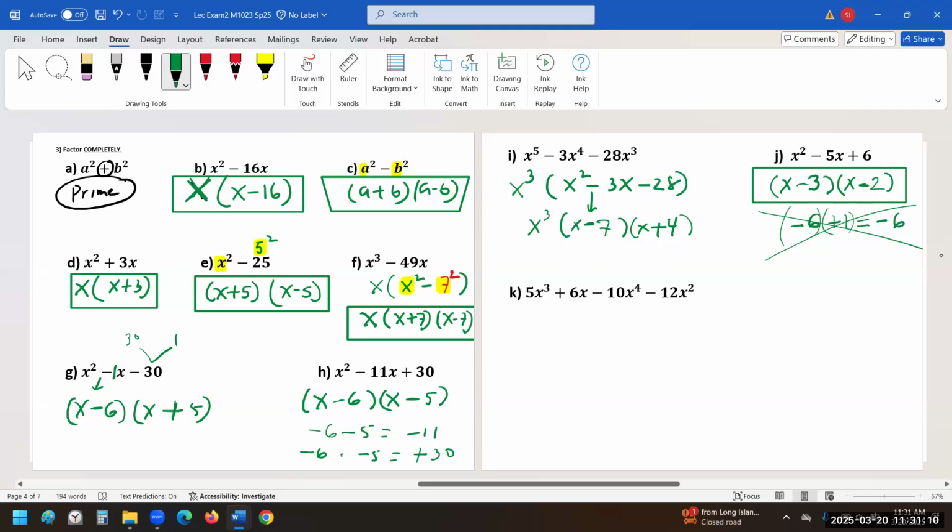And then the last one. Many of you arranged them in decreasing power order, but you didn't have to do that because you're going to get the same result anyway by keeping them. But before you even do anything, you should always look for GCF. Do we have any GCF here? X. So factor out your GCF. We get 5x squared plus 6 minus 10x cubed minus 12x.